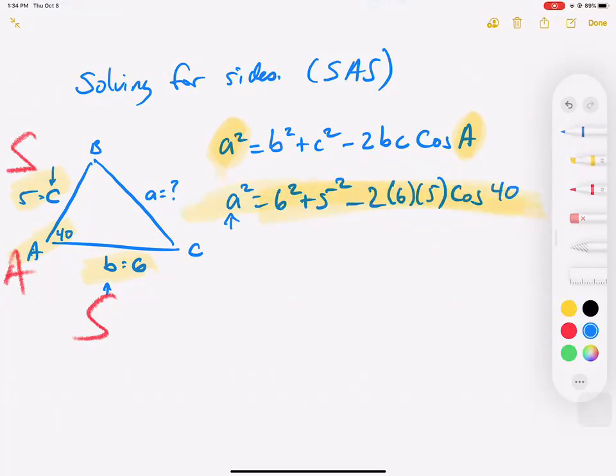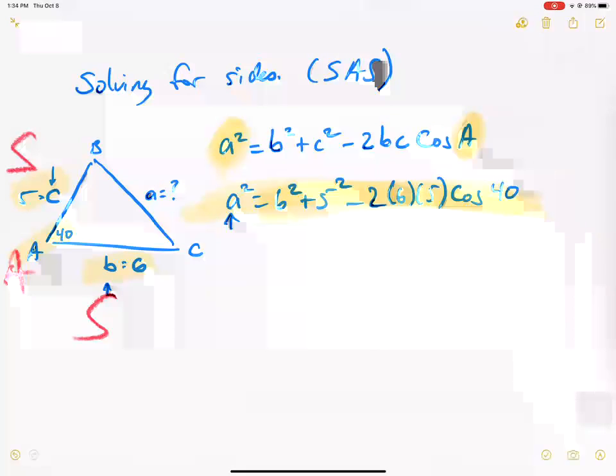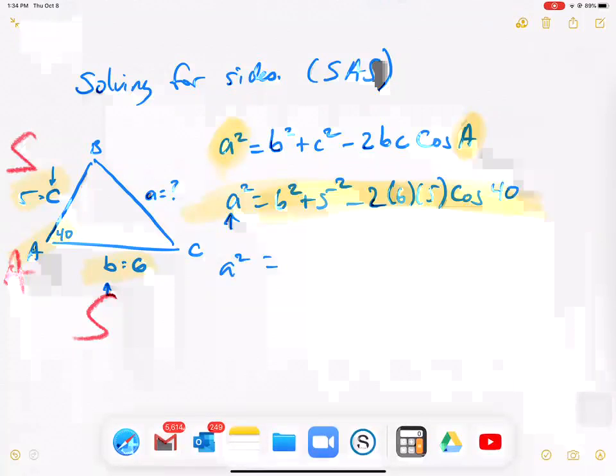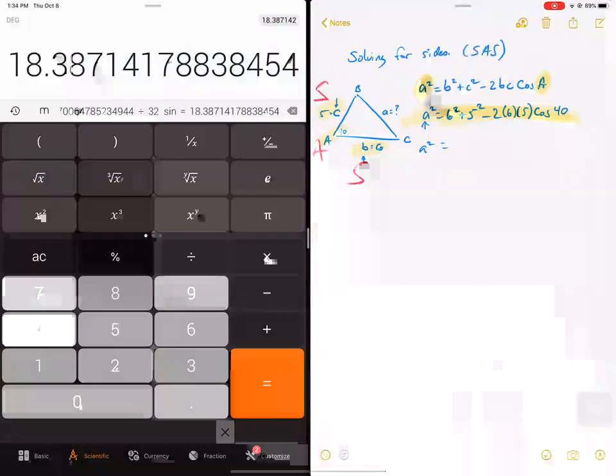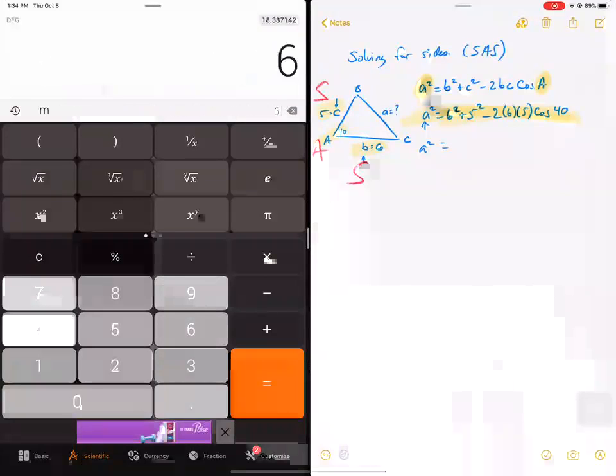If you have any questions, you can ask me about that, but you will not get any credit. So from here, we actually plug into the calculator. A squared is equal to, let's go ahead and find our calculator again. And we're going to type 6 squared plus 5 squared equals, that's 61. I'm going to write it here just in case I mess up along the way, because the next part is actually going to be pretty tough.